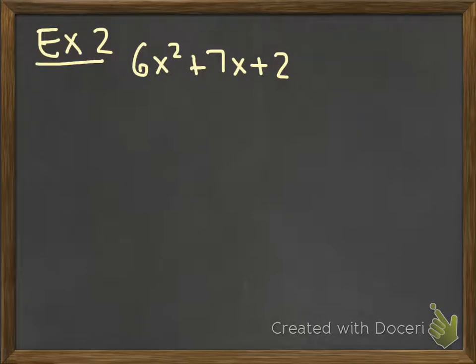Okay, example 2, 6x squared plus 7x plus 2. You're going to do a diamond first. First times last, 6 times 2 is 12. Middle number goes here, 7. What two numbers multiply to 12 and add up to 7? That would be 3 times 4. Okay, then you're going to do a box.